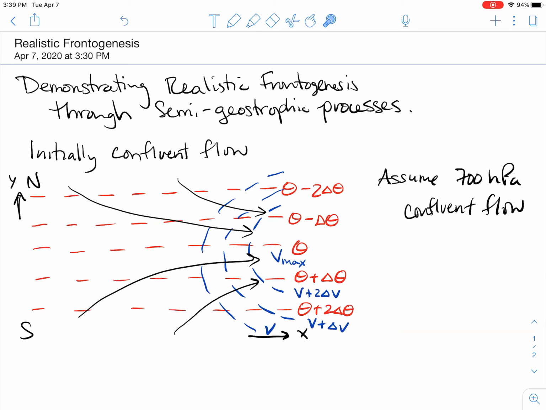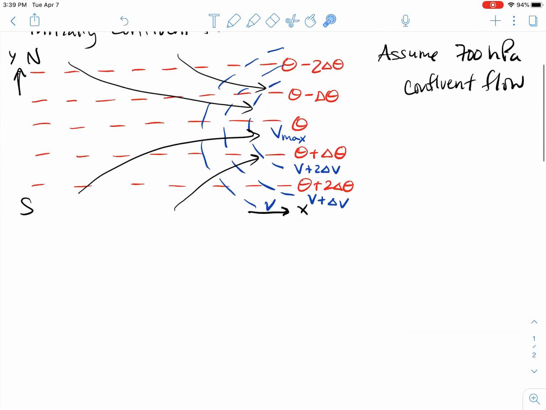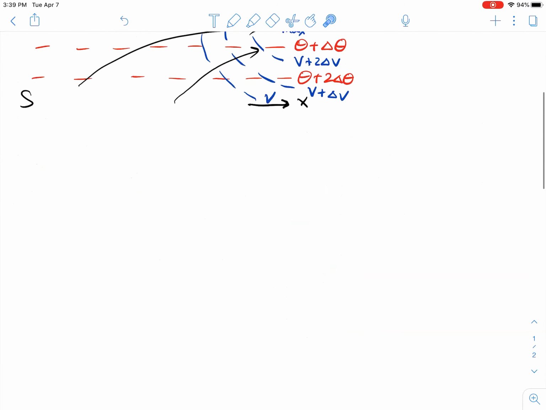We're going to first draw out our initial cross-section and then ask what happens just after this initial 700 millibar confluent flow. So keep this picture in mind as we begin our process of thinking about what our cross-section looks like. Let's go ahead and draw ourselves a nice cross-section.